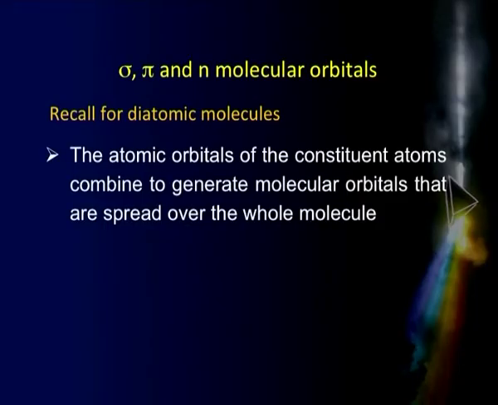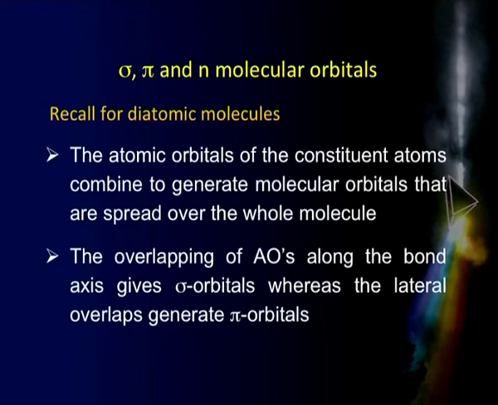That is, in the case of diatomic molecules, the atomic orbitals of the constituent atoms combine together to generate molecular orbitals, and these molecular orbitals are spread over the whole molecule. We all know that. And then we also know that the overlapping of atomic orbitals along the bond axis gives sigma orbitals, and any overlapping which is lateral gives us the pi orbitals. We know all that. Let us see in pictures.